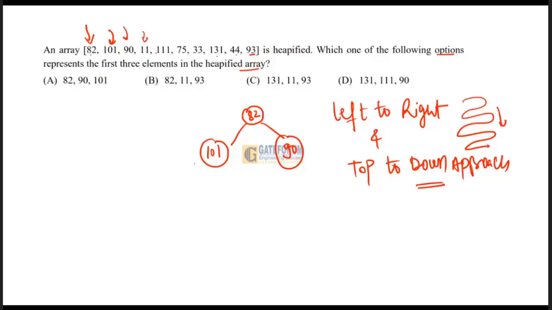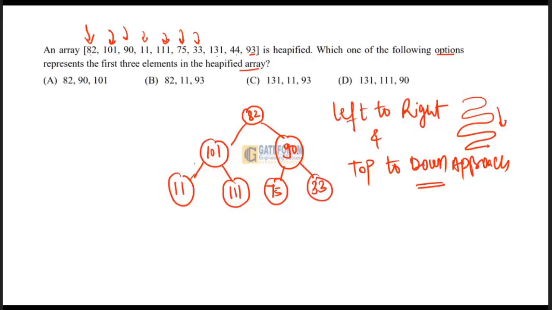Similarly, the next one is 11, so 11 will be here. Thereafter the next element is 111, which will be placed on the right side of 101. The next element is 75, which will be on the left side of the 90. The next element is 33, which will be on the right side of the 90. Then 131, which will be on the left side of the 11, then 44, which will be on the right side of the 11. And thereafter we have 93, which will be on the left side of 111, that is 93 here.